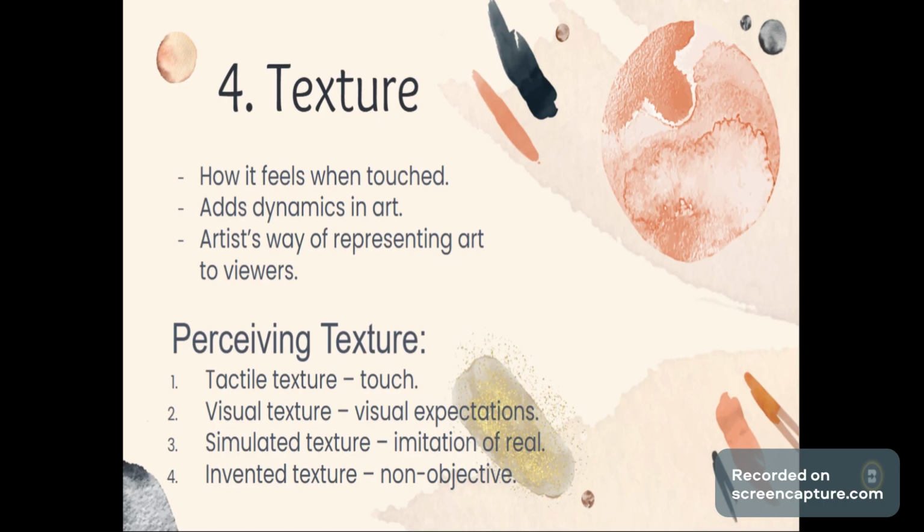Imong gi-simulate ba, like, simulate imong gi-copy, imo siyang gi-try og mimic a reality. That's simulation. This is when the artist creates the illusion of texture without actually making the surface feel any different. Going back to visual. Visual, this is the illusion of texture created on a flat surface. So it looks like it could be felt, but in reality, it's just a drawing or painting.